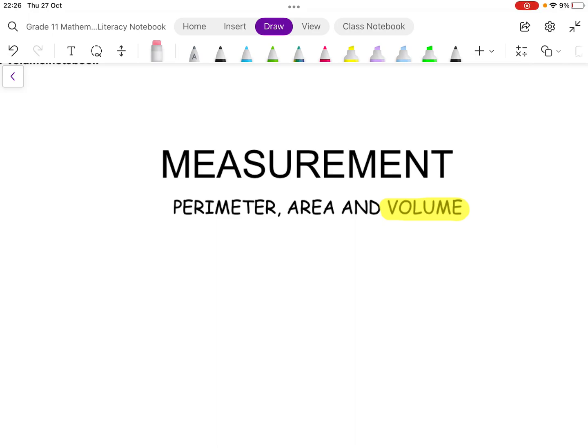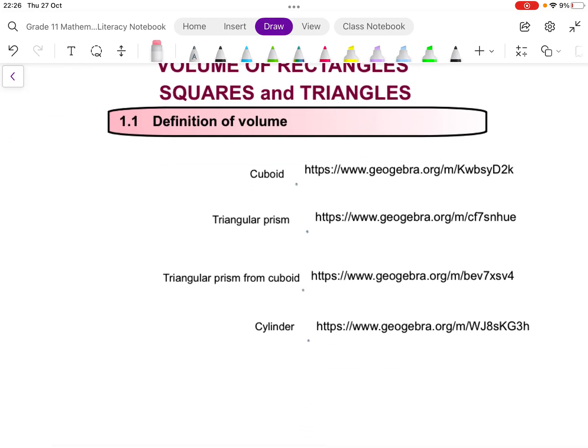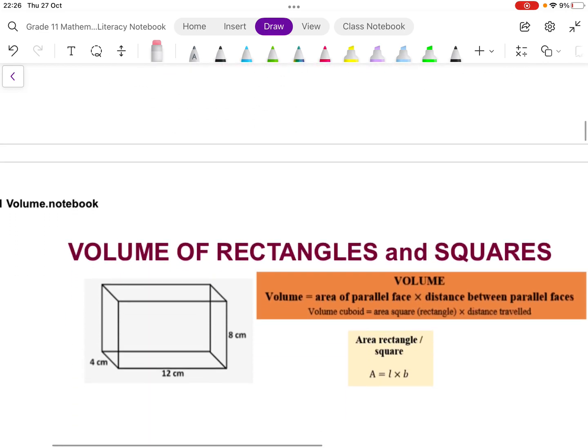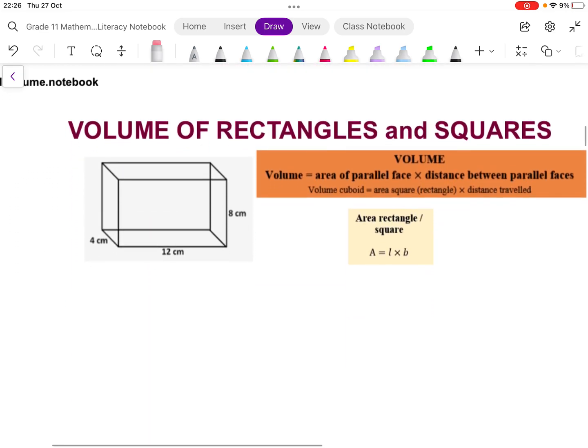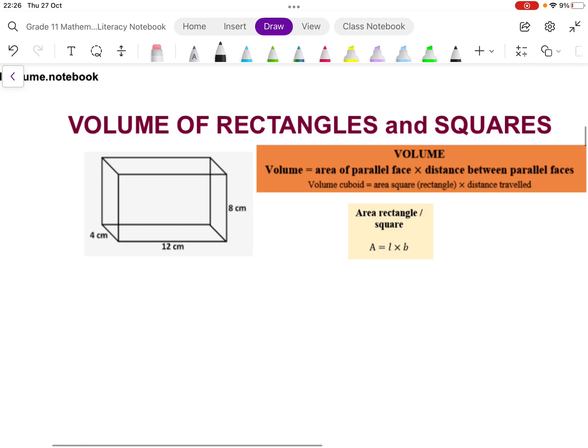The next section in measurement is volume. These URLs will give you a visual of the definition of volume of a cuboid, a triangular prism, and a cylinder. Those are the shapes we're going to talk about now. And over here, I've said we're going to look at the volume of rectangles and squares. So that is basically the face that we're looking at, but we talk about the volume of cuboids. A cuboid is a rectangular prism, and a cube is a square prism.